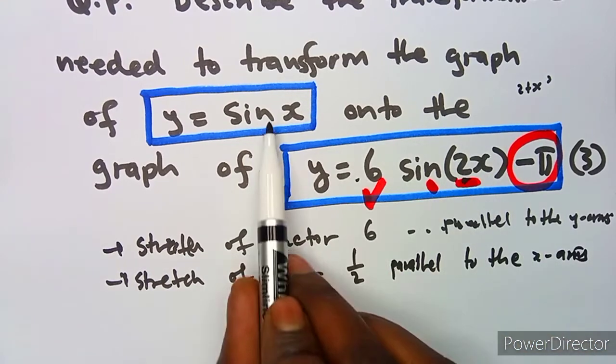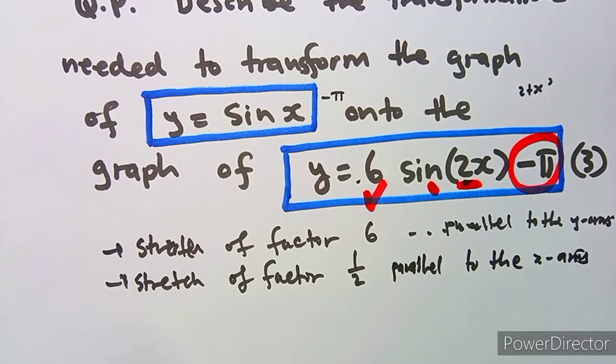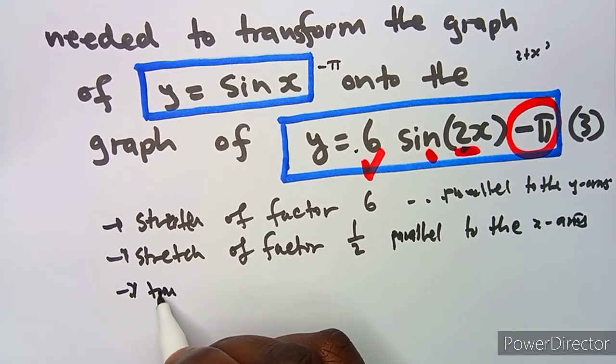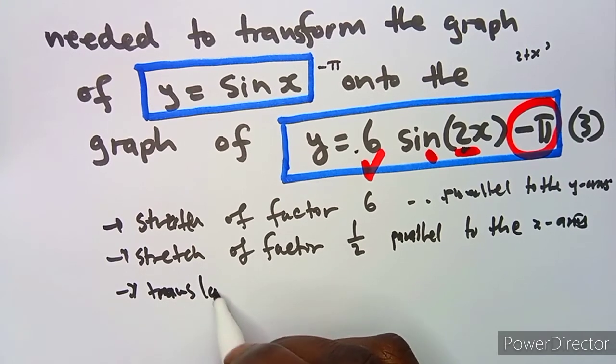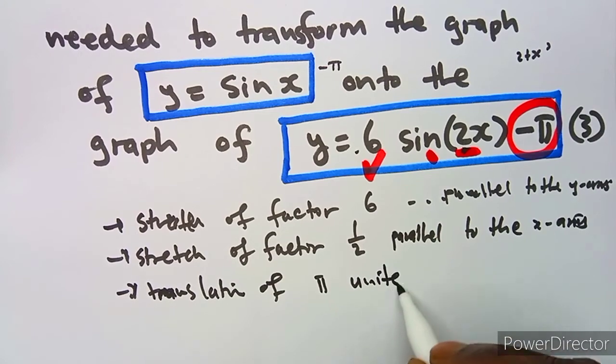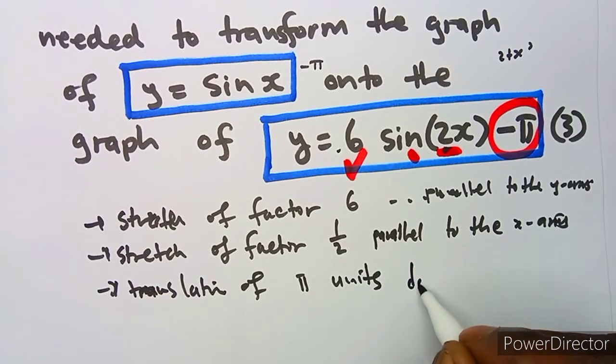As you can see, this was your original function, then you just subtracted pi. To subtract or to add, it's a translation. So this one is a translation. But how is it affecting this translation? So this is a translation of pi units. Is it going up or down? It's going down because of the negative. So this one, pi units downwards.